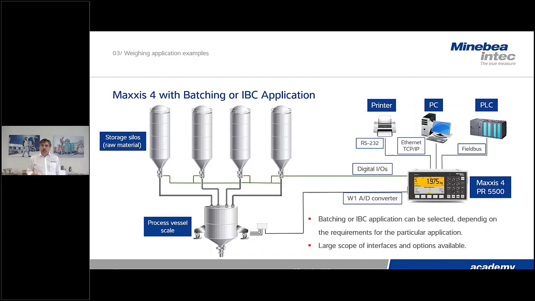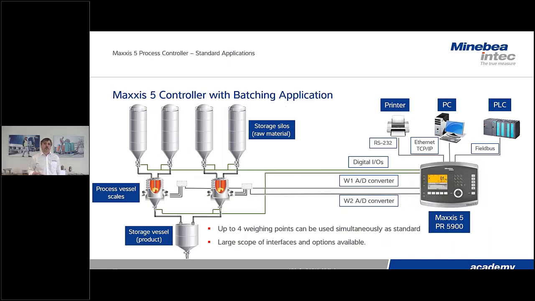More complex procedures can be realized with our controllers. The Maxis 4 controller can control various storage silos with IBC or batching application. This can be either one or more component filling, manual, automatic filling, and so on. The broad connectivity can be used to adapt the weighing instrument in the production process. Even more complex procedures can be operated with our Maxis 5 controller, with up to 4 weighing points implemented in the batching process and utilized simultaneously.